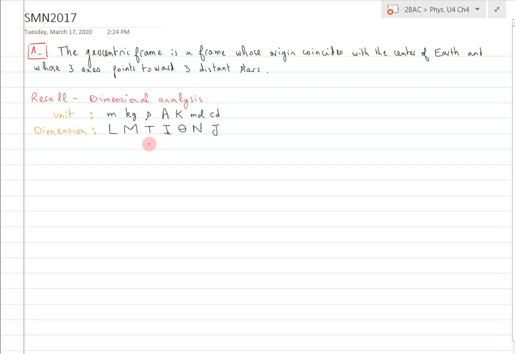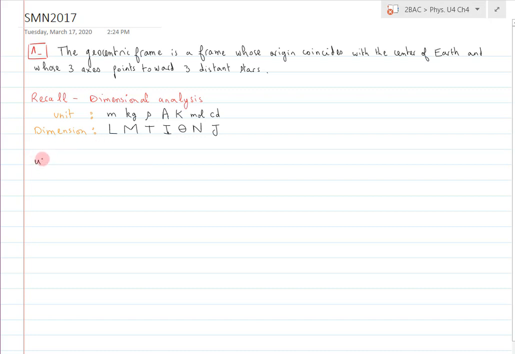Its unit is candela. As you can see here, these units are the fundamental units with which you can express any unit for any physical quantity. So we are going to use this to determine the dimension of G. To determine the dimension of G, we have to know an equation in which G is present.